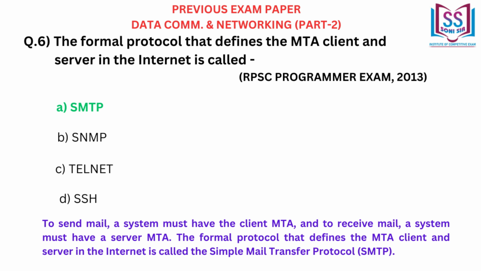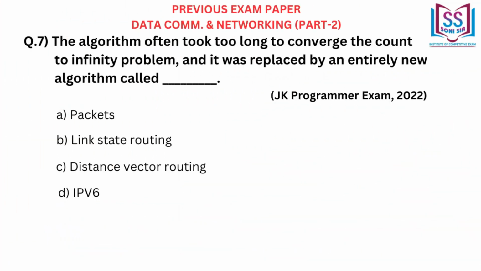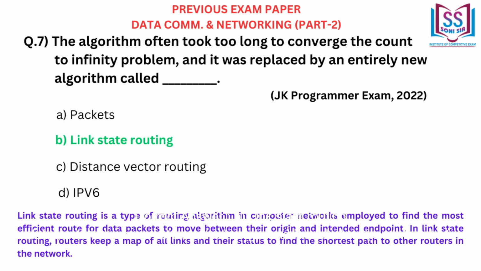The formal protocol that defines the MTA client and server in the Internet is called the Simple Mail Transfer Protocol, SMTP. The algorithm often took too long to converge, the count to infinity problem, and it was replaced by an entirely new algorithm called: A. Packets. B. Link state routing. C. Distance vector routing. D. IPv6. Correct answer B.